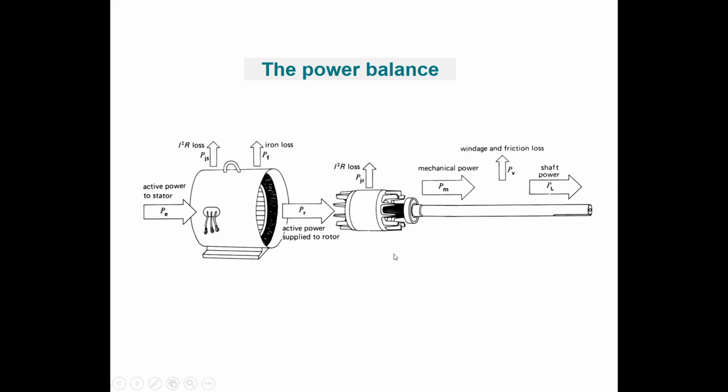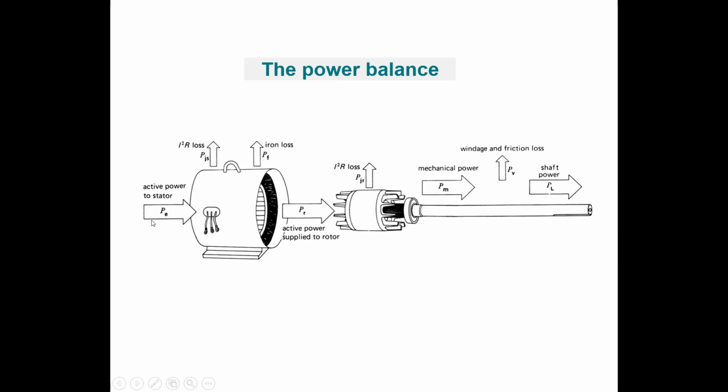So now let's look at the power balance. Here we have the input voltage towards the coils in the stator, so that is the active power to the stator. We call that PE, the electrical power. As we said, in the stator there are 3 coils made of copper, so we have copper losses, also known as I2R losses.